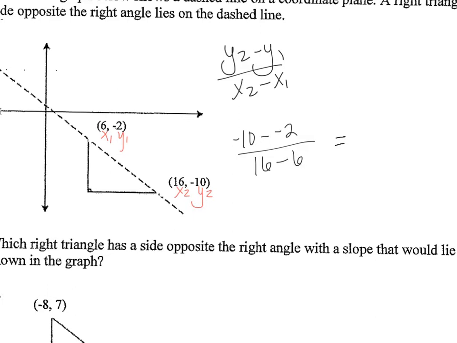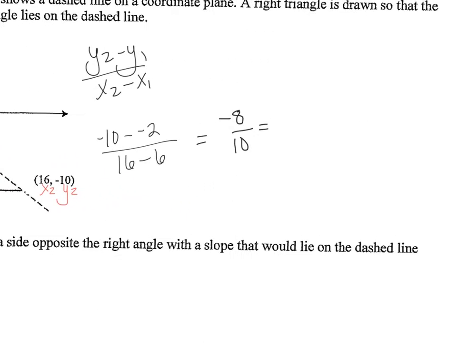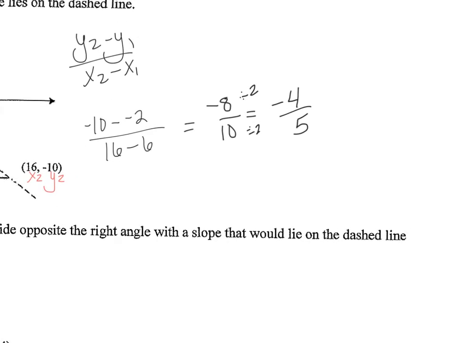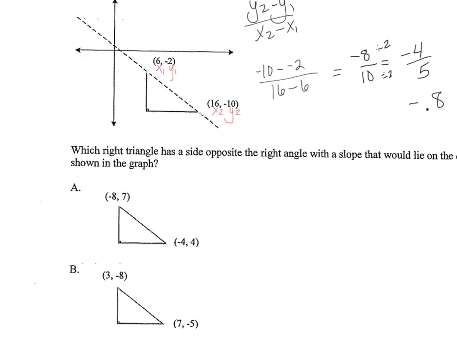So I get -10 minus -2 is -8. 16 minus 6 is 10. And I'm going to have to reduce that. So I'm going to try just dividing both of these by 2 first. And that'll be -4 and 5. So -4/5. Or if you turn it into a decimal, if you just divide those, it would also be -0.8. So either way, however you want to compare it to the ones down here.